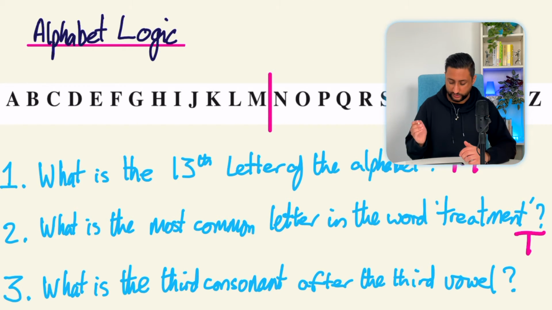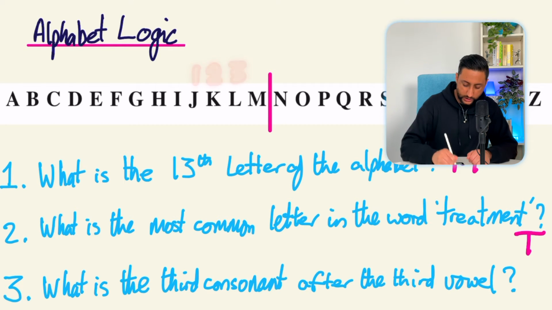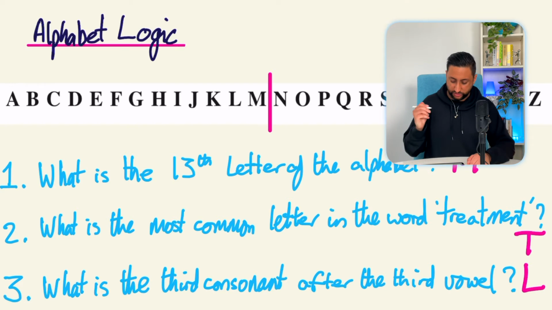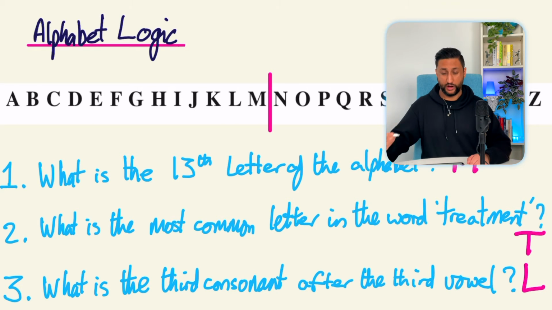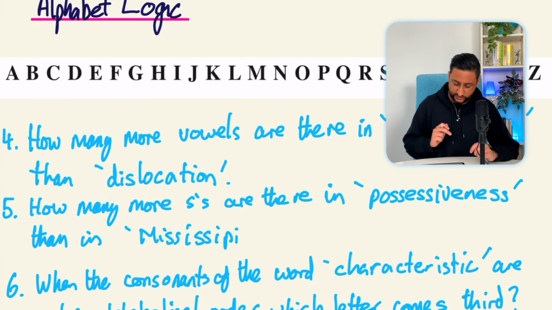So what is the 3rd consonant after I? So we find I in the alphabet and we go, your first consonant is going to be J, 2nd K, 3rd L. So that one, L, is the 3rd consonant after the 3rd vowel. So this was me just easing you in a little bit. Let's take a look at some more complicated questions.